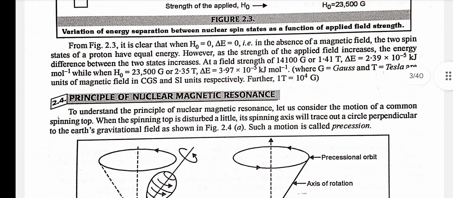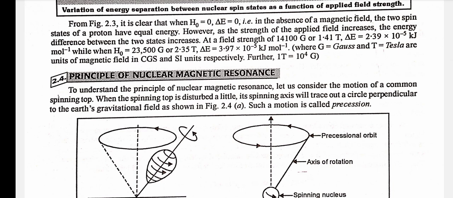From figure 2.3, it is clear that when H naught is equal to 0, delta E is equal to 0. In the absence of a magnetic field, the two spin states of a proton have equal energy. However, as the strength of the applied field increases, the energy difference between the two states increases. At a field strength of 14100 G or 1.41 T, delta E is equal to 2.39 times 10 to the power minus 5 kilojoule per mole, while when H naught is equal to 23500 G or 2.35 T, delta E is equal to 3.97 times 10 to the power minus 5 kilojoule per mole.